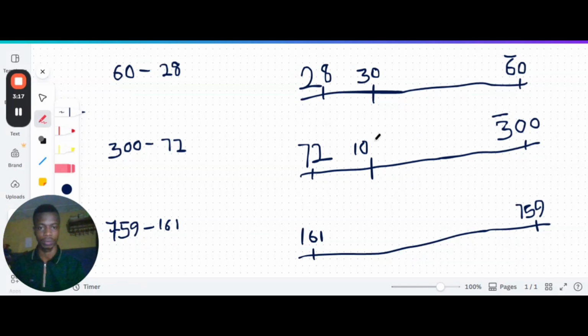Okay? Now you have 100. It's easy to go from 72 to 100, from 100 to 300. But it's not easy to go from 72 to 300. So you're going to break down your steps.